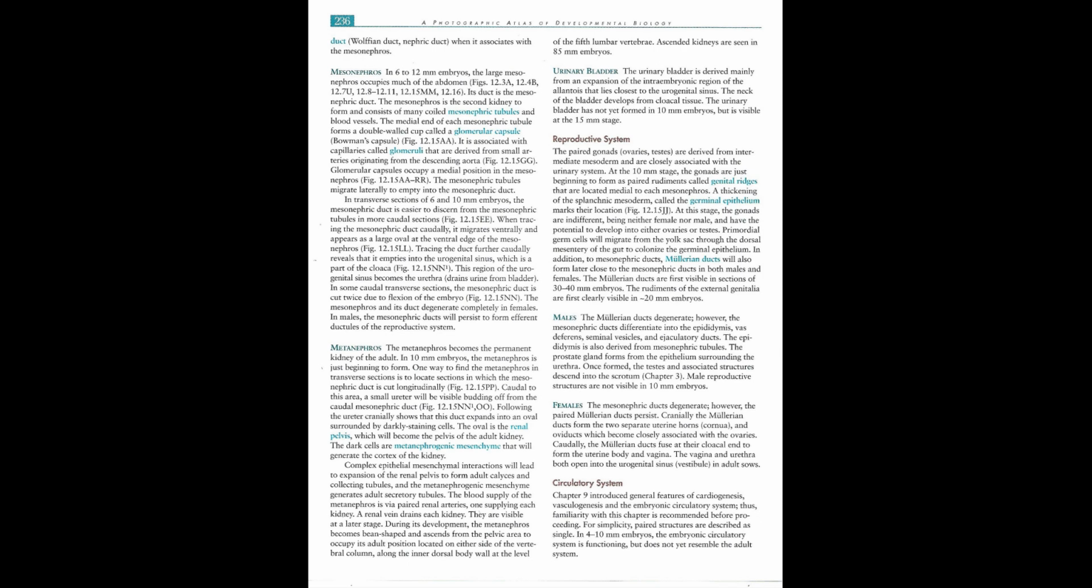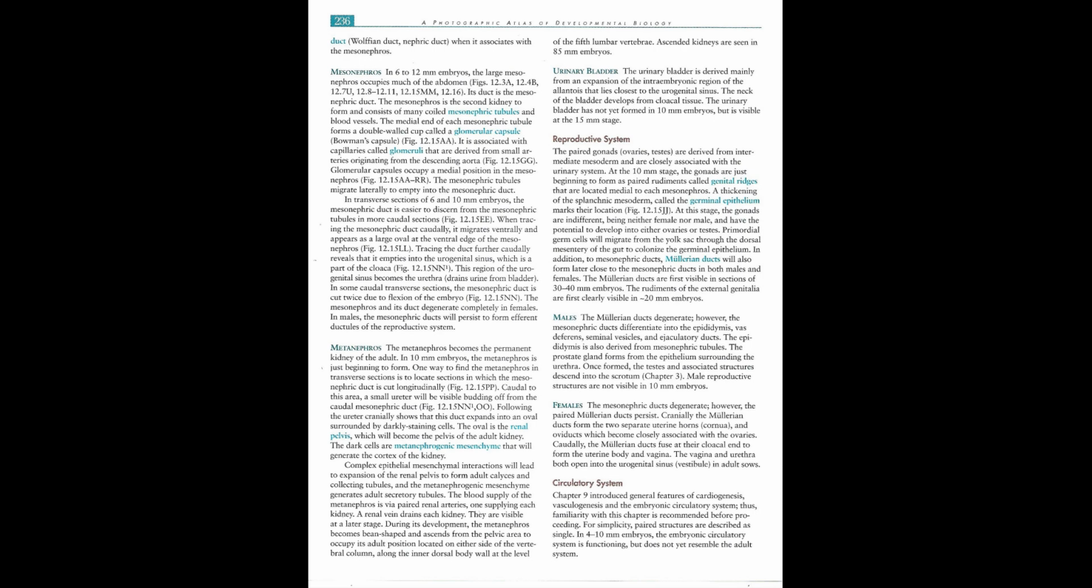A thickening of the splanchnic mesoderm, called the germinal epithelium, marks their location, Fig 12.15 JJ. At this stage, the gonads are indifferent, being neither female nor male, and have the potential to develop into either ovaries or testes. Primordial germ cells will migrate from the yolk sac through the dorsal mesentery of the gut to colonize the germinal epithelium. In addition to mesonephric ducts, Müllerian ducts will also form later close to the mesonephric ducts in both males and females.